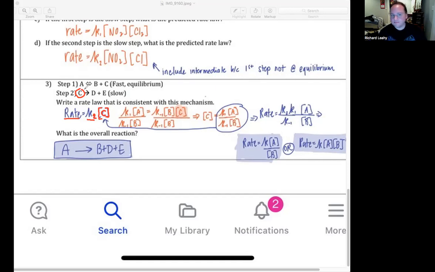So what is the intermediate? You're right, it's C. So what did they do? They set this equal to this. I don't think they put any reasoning behind that.